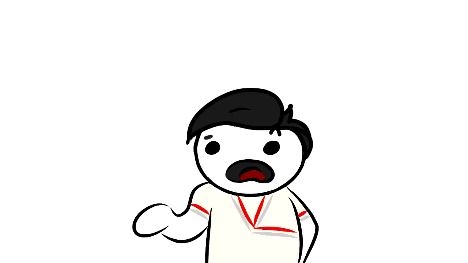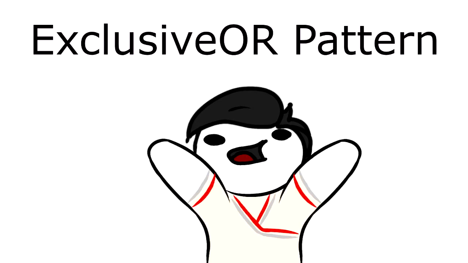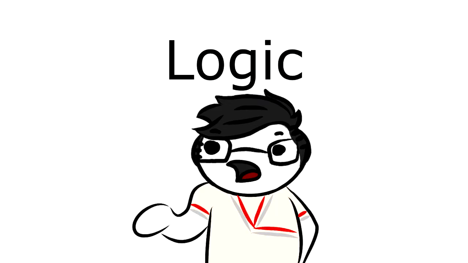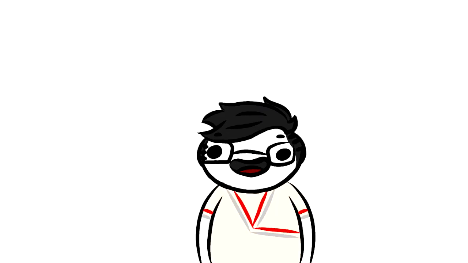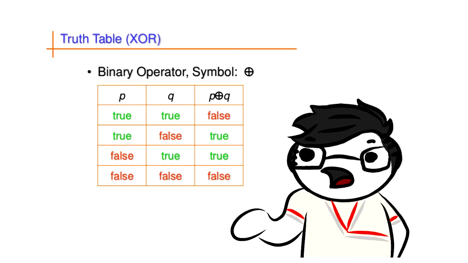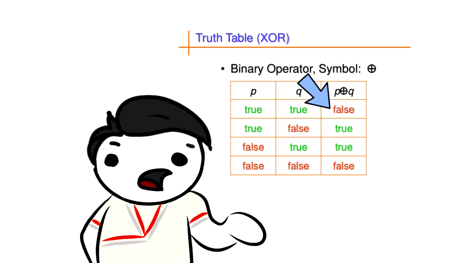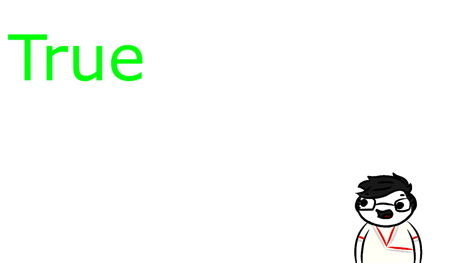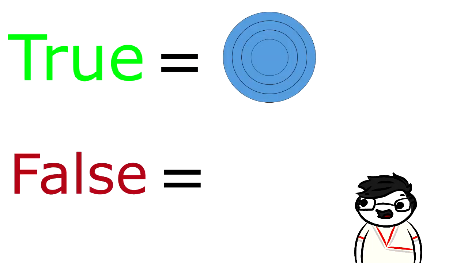For our last pattern, it's just like the positive and negative pattern, called the exclusive OR pattern. The idea came from our discrete math lessons on logic. Basically, exclusive OR follows a truth table like this with the following pattern. True and true is false, while true and false is true. The same way with false and true will be true, while false and false will be false. Okay, now this time true shall be known as blue and false shall be known as white.